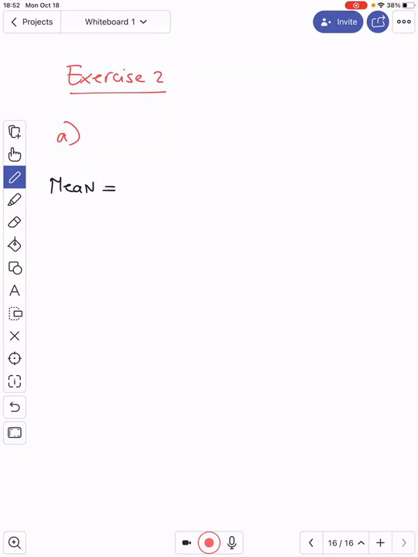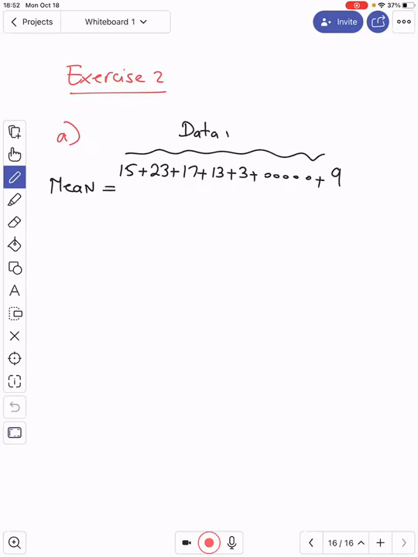Yeah, so like here, the mean will be the sum of all the data values. So you have to add the 15 to the 23, plus the 17, plus the 13, plus the 3, etc. Then plus the last number would be like 9, right? Again, this is my data values, and we have 30 data values. So this is the sum of our data values, over, and then we have to divide by the size of the sample or the number of data values. So how many data values do we have? Well, here, of course, there are 30 data values. So we have to divide by 30, right?